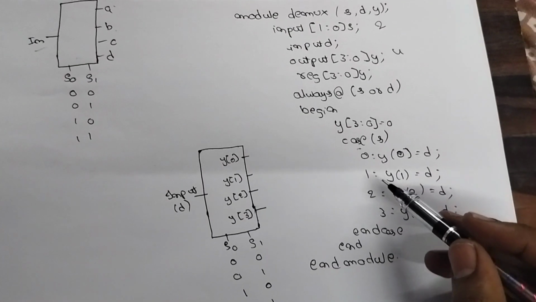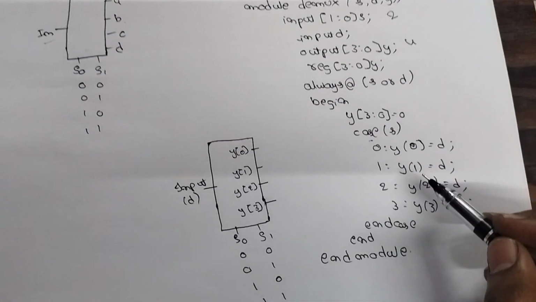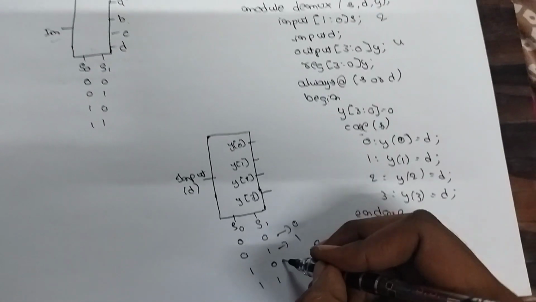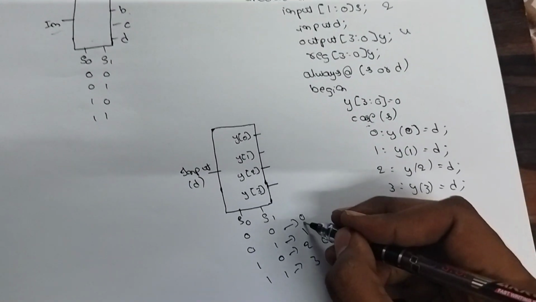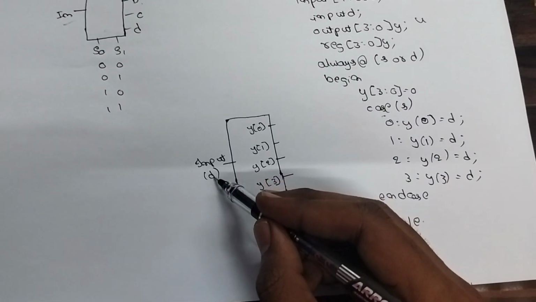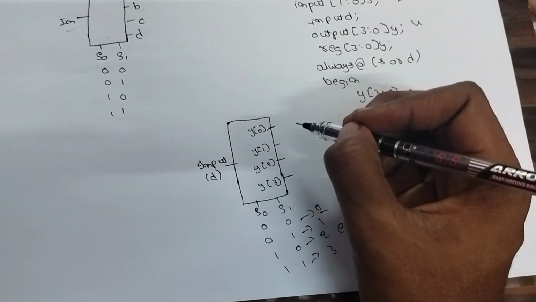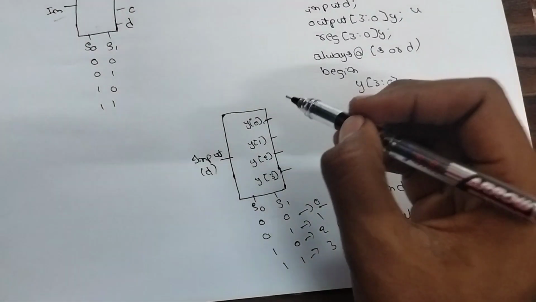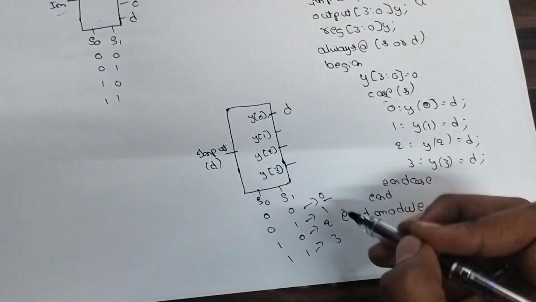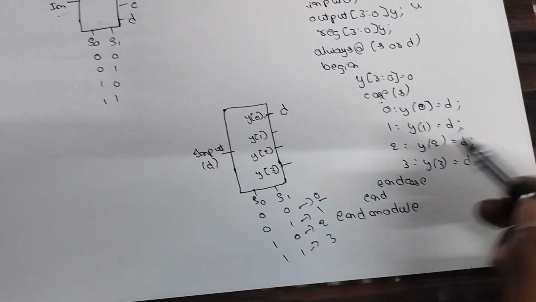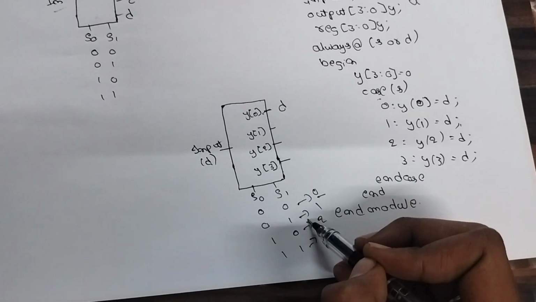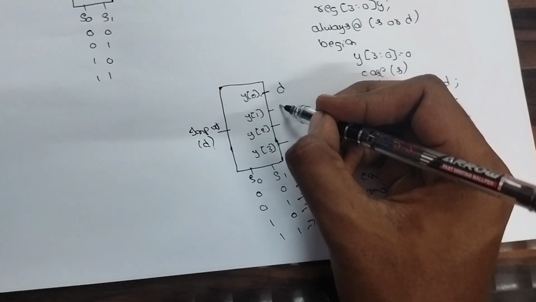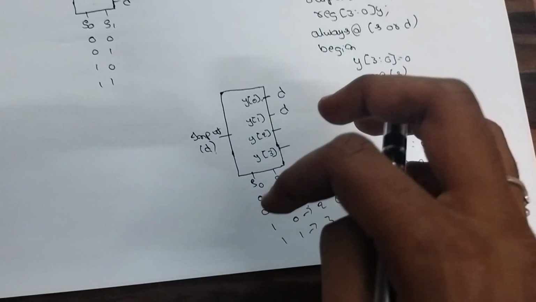Then here we have taken case of s. If s, that is the select line, is 0, 1, 2 or 3. If the select line is 0, then it takes the input from here and gives the output here. That means y[0] is equal to d, so the output will be given here as d. If the select line is 1, then it takes the input from here and gives the output here. In this way it is going to work.